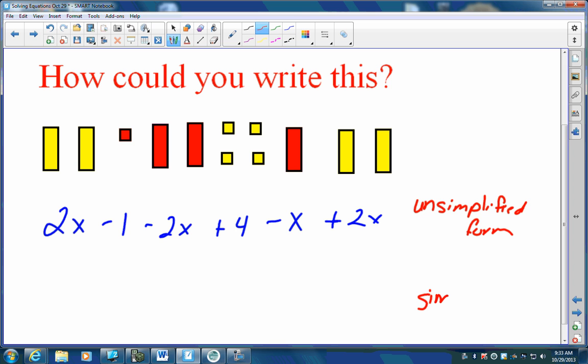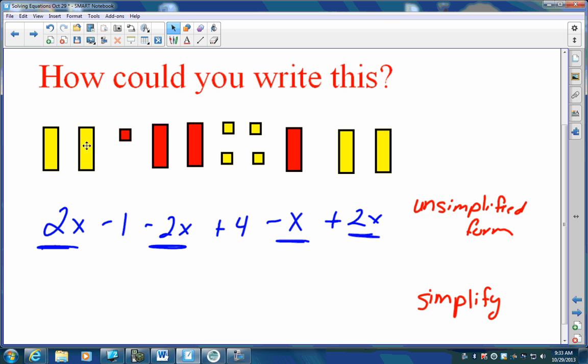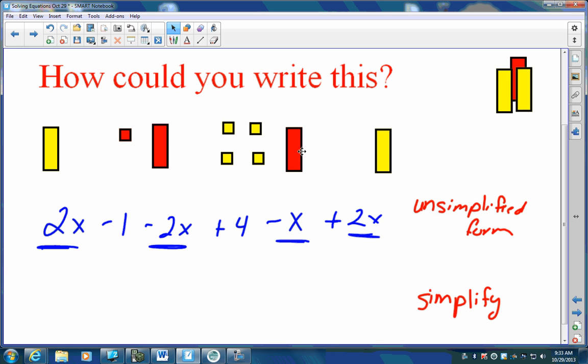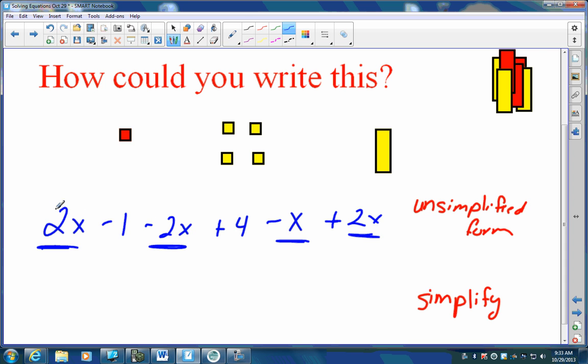Then to simplify, because the only thing you can do with expressions is simplify. You can't solve it because there's no equal sign. So my x's are going to go together. A positive x takes away a negative x. So 2x minus 2x makes 0. Negative 1 plus 2, that's my 1x. That's what I have right here.